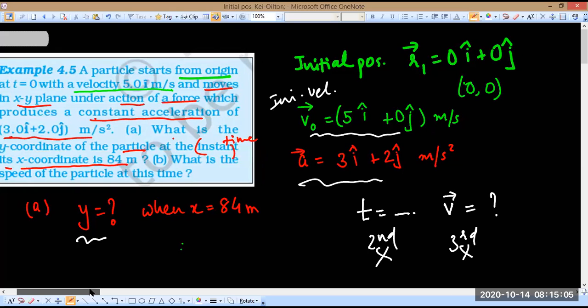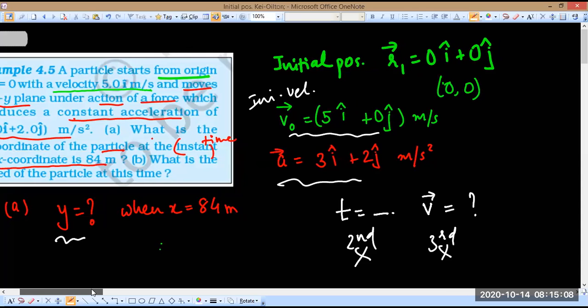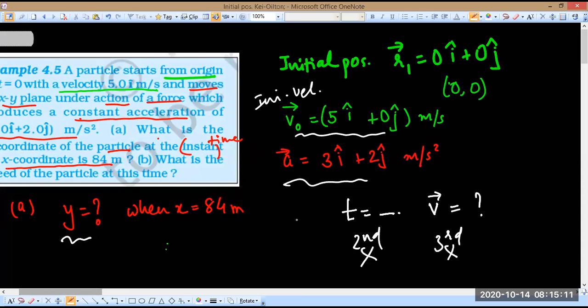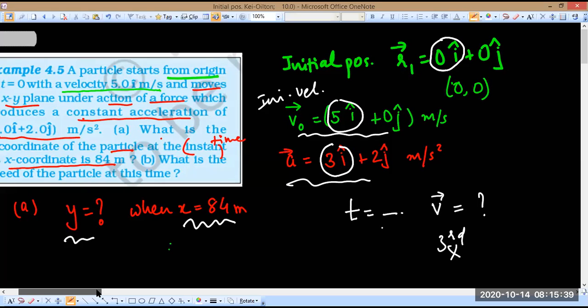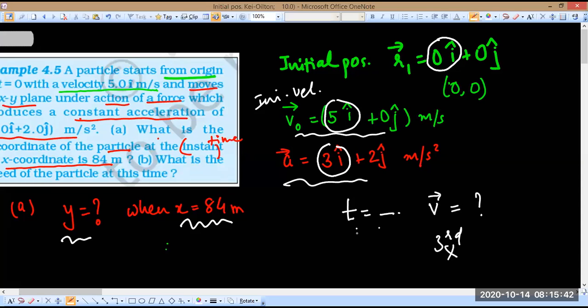I hope you understand what I'm saying, right? So what we have to do is find time first. What do I mean? We are given everything about x, so from that we can find out time. There is no need of integration, this is a simple question only. So from the x components we will find out time, and once we get time we can get the answer. So let's start.